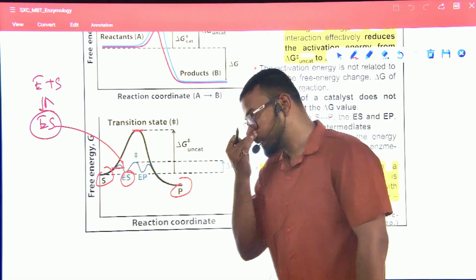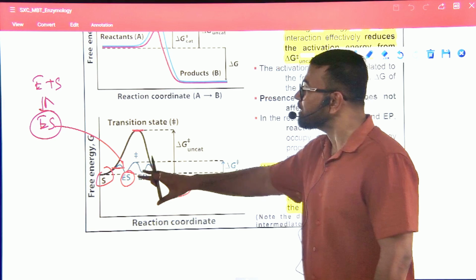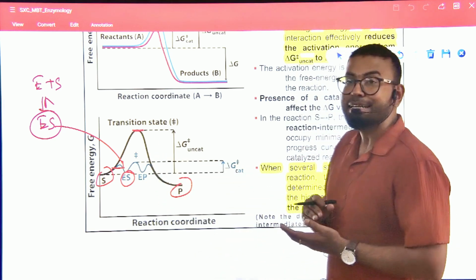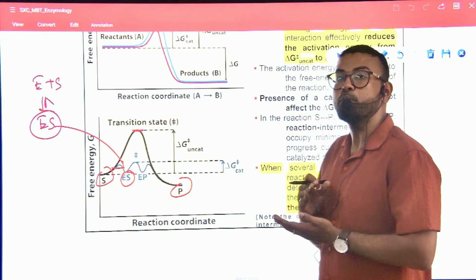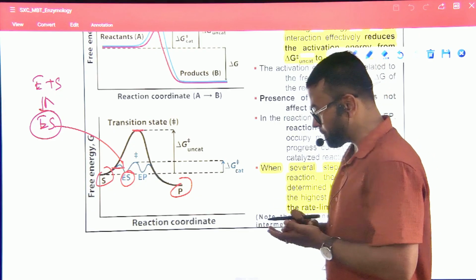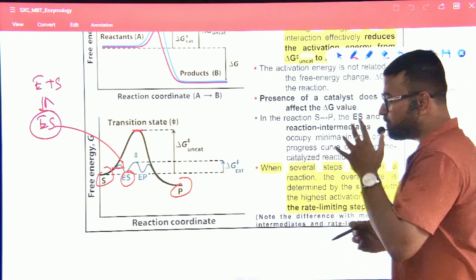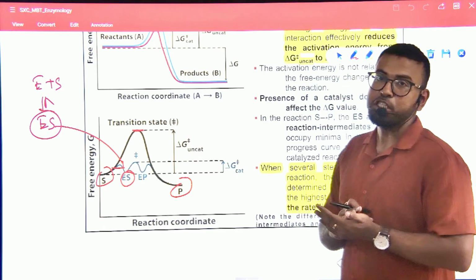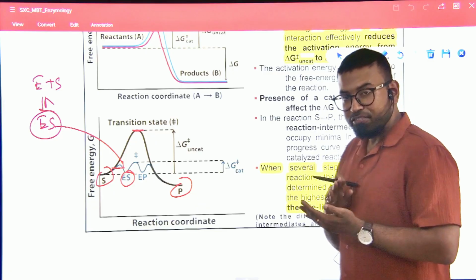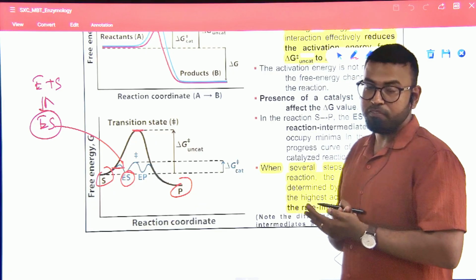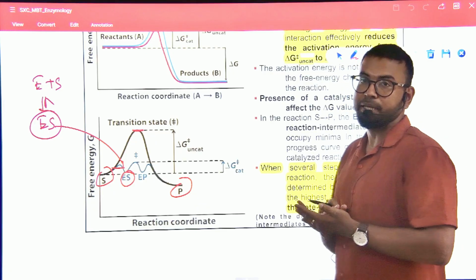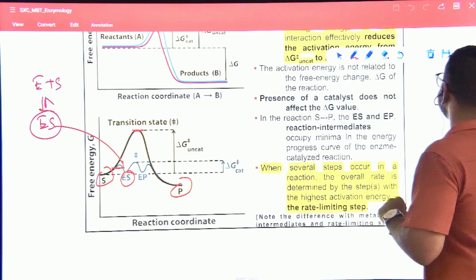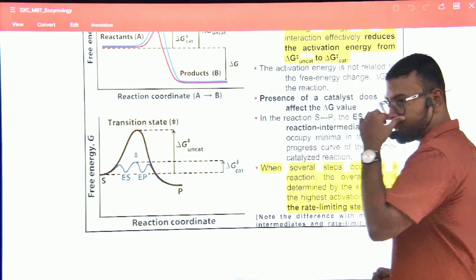This is how the overall process of conversion from substrate to product takes place, with and without the application of enzyme. With enzyme, free energy application is low. Without enzyme, free energy application is high. We just need to remember this. These are pretty basic concepts.